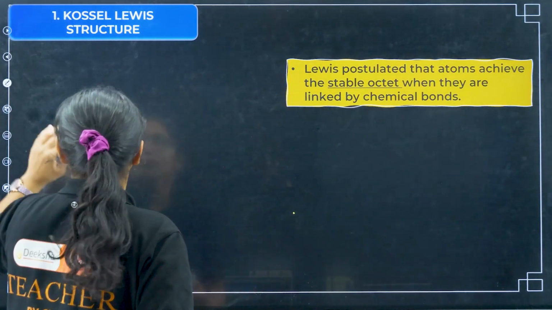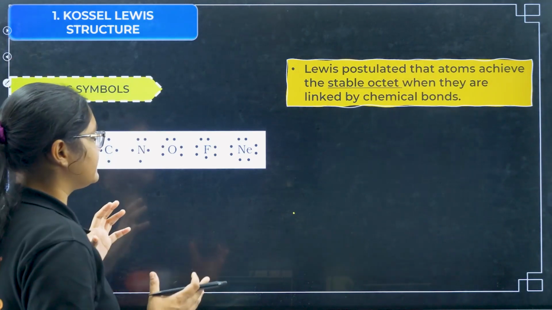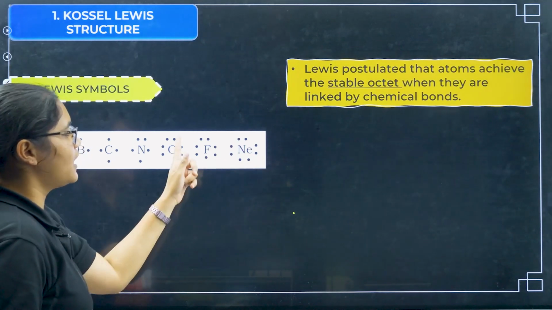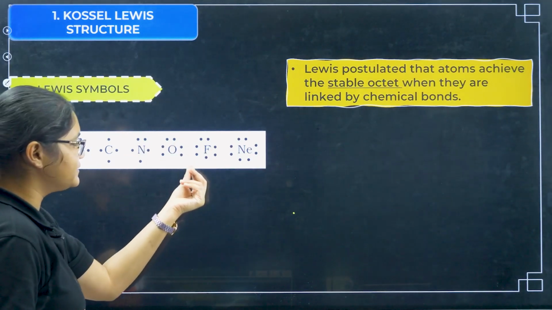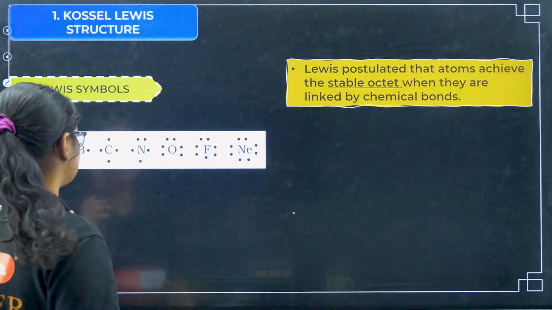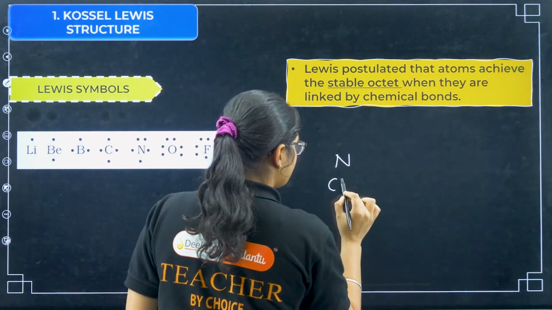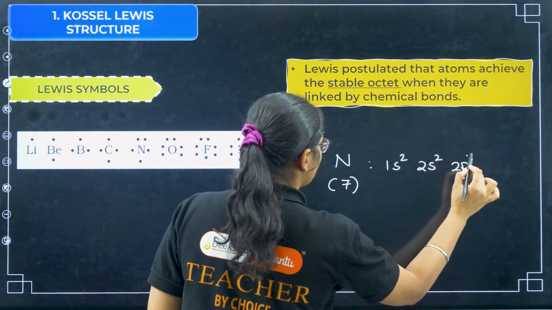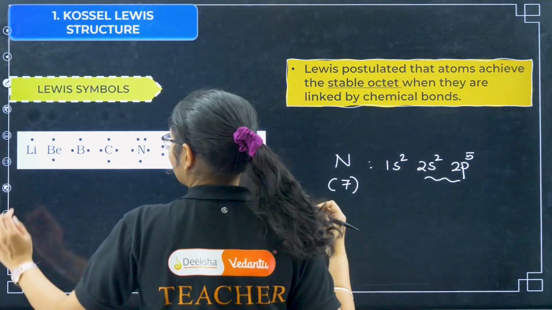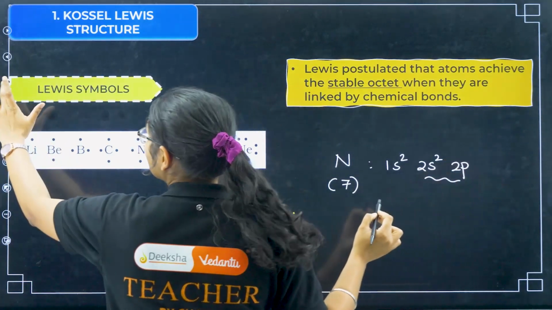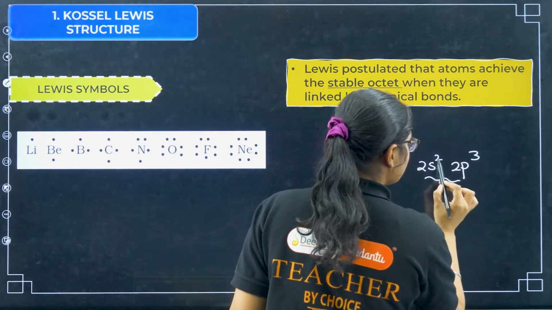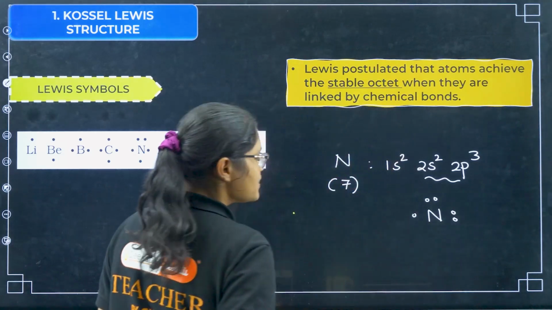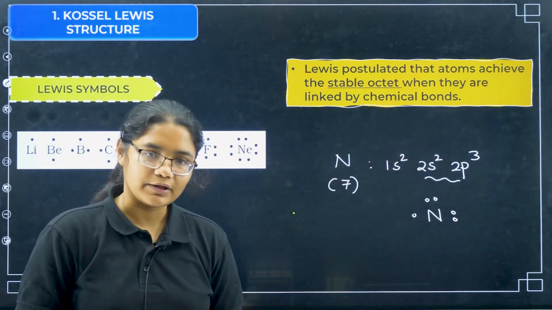Now, Lewis said how we represent the Lewis symbol: we write the element and represent the valence electrons in the outermost shell in the form of dots. For example, nitrogen has atomic number 7, and its electronic configuration is 1s2, 2s2, 2p3. So the total valence electrons of nitrogen are 5, and it is denoted like this: 1, 2, 3, 4 and 5. This is the Lewis symbol for nitrogen. I hope this is clear.